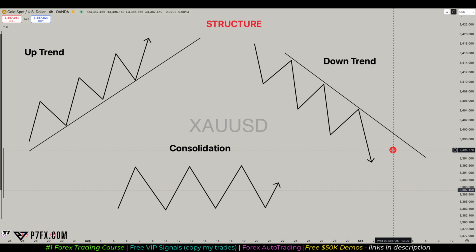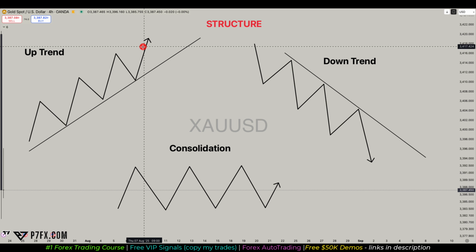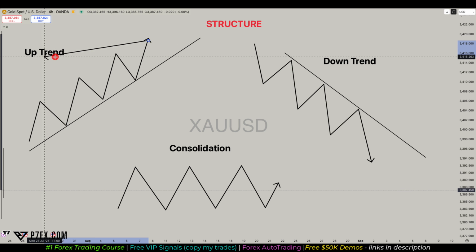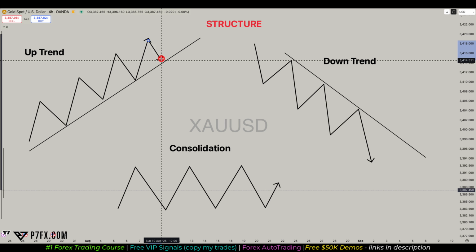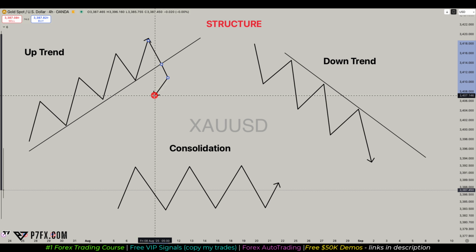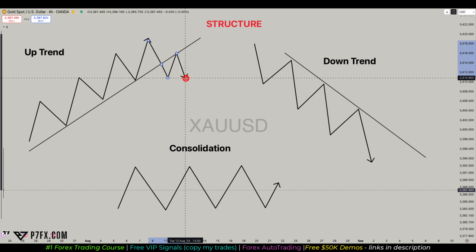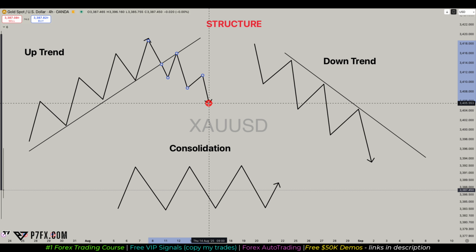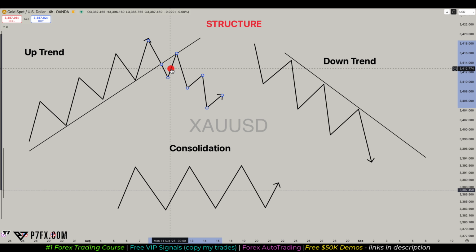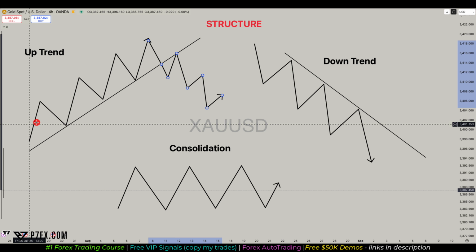So a break of structure is where we start to see price breaking out. In this case, we're talking about an uptrend. A break of structure entails where price starts to break out of our ascending trend line. And instead of creating higher highs and higher lows, we're going to start to see a possible retest and a formation of lower highs and lower lows. So this is a generalized example of a break of structure for an uptrend.